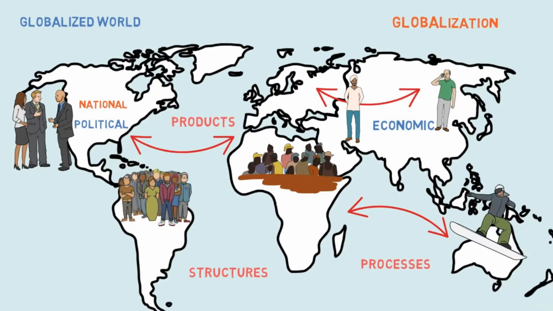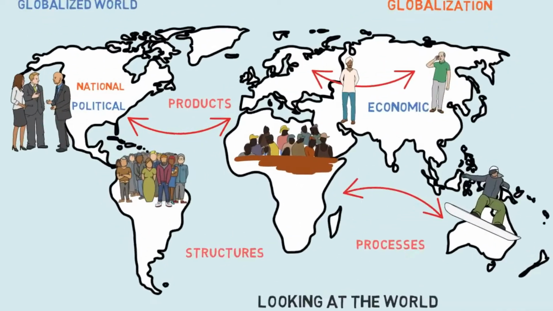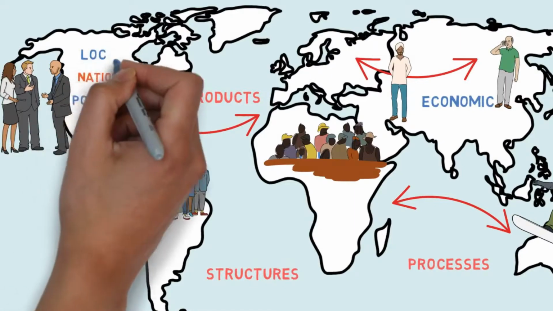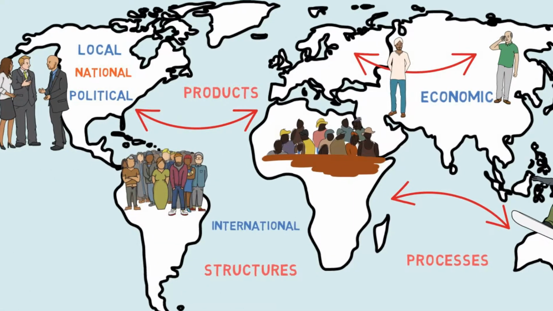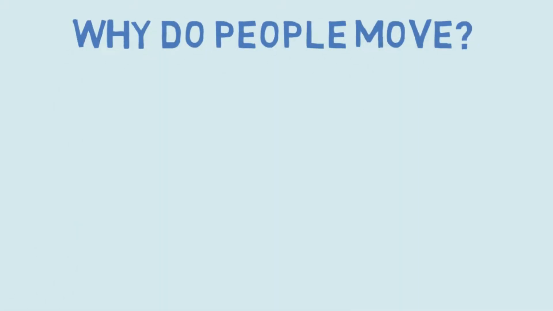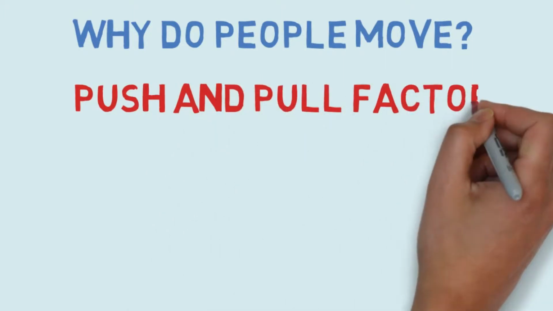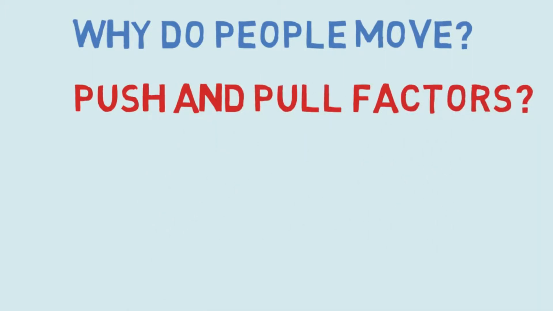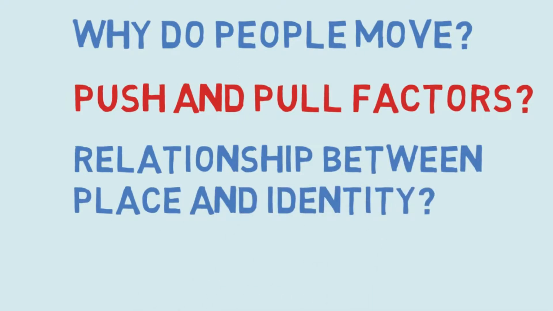We pay particular attention to migration, the movement of people between local, national, and international regions. Why do people move from place to place? What drives people away from their homes and places of birth, and what draws them to other destinations? What do these movements suggest about the relationship between place and identity?